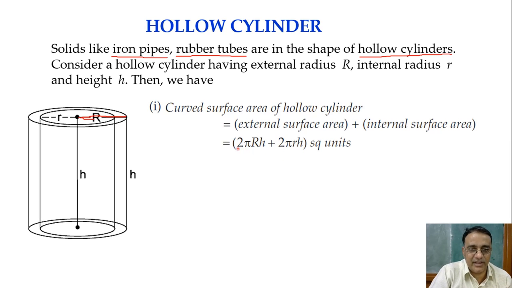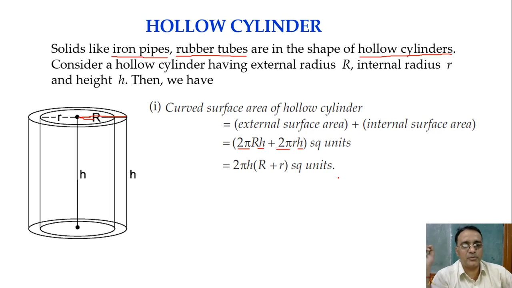So इसमें हम लोग we can take common 2 pi h. So we'll get 2 pi h into capital R plus small r. So this is the formula to find the curved surface area of hollow cylinder. अगर hollow cylinder का formula याद भी नहीं है तो अपन डायरेक्ट ये formula वहाँ पे लिख के डायरेक्ट कर सकते हैं. Okay, fine.